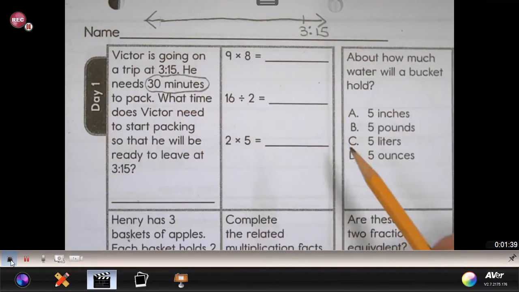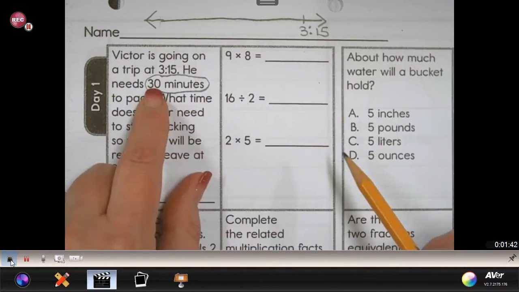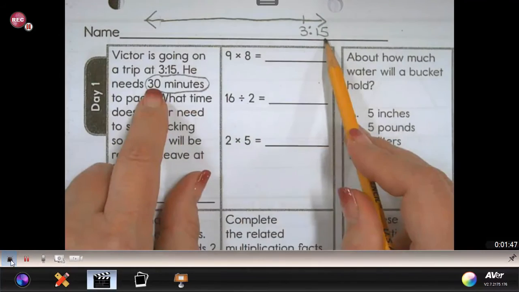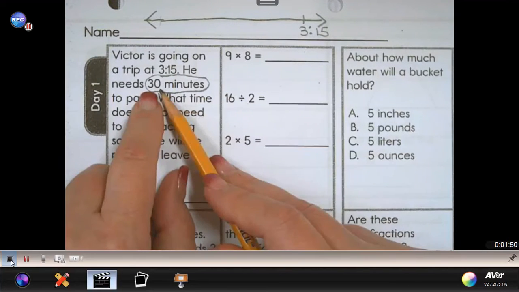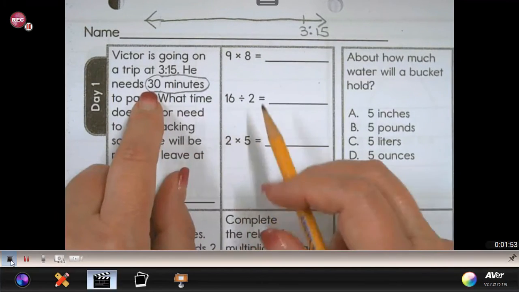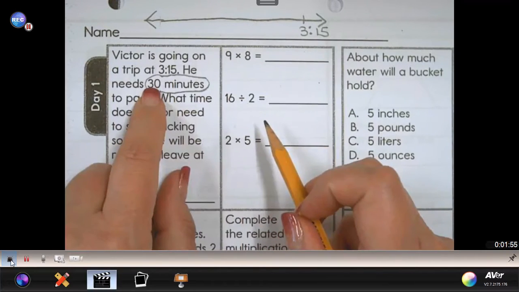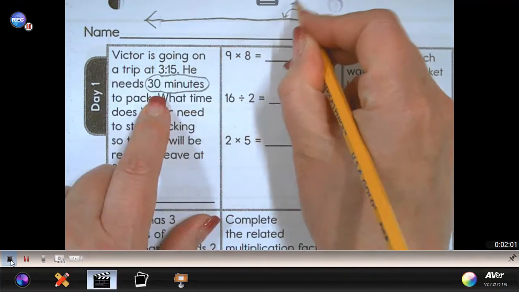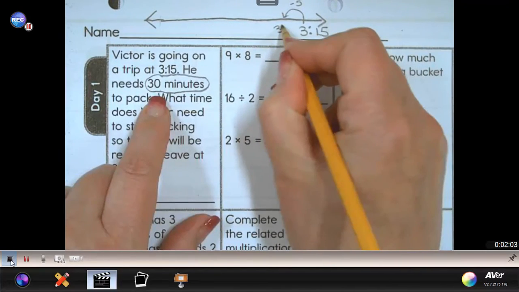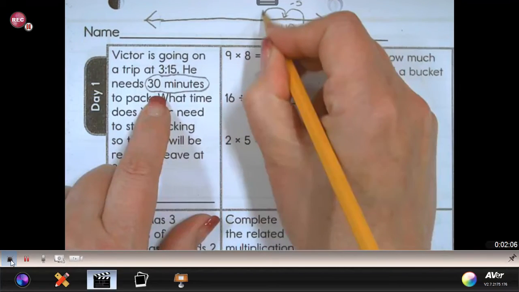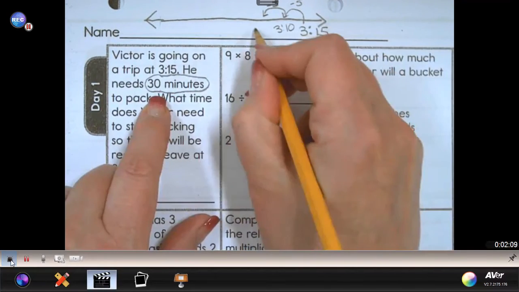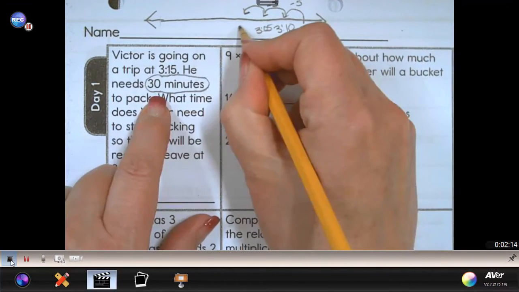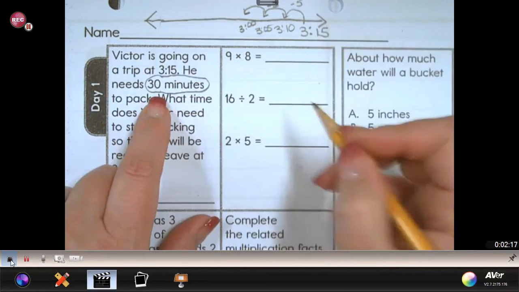Now, I can do this in a couple of different ways. I can go back by 5s from the 15, or I could go back by 10s. So we could do either one, but it might be easier for you to go back by 5s. So let's count back by 5s. One group of 5 is going to be 3:10, and then back again by 5 would be 3:05, and then let's count back another 5, which would be 3 o'clock. So now we're at 3 o'clock.